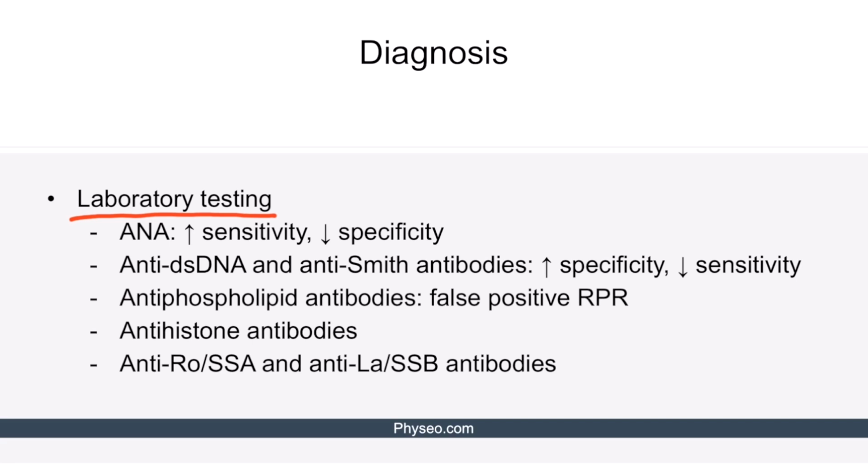Antiphospholipid antibodies can also be positive, and these can result in false positive rapid plasma reagent test for syphilis. Antihistone antibodies will be found in drug-induced lupus, as we mentioned earlier. Anti-Ro SSA and anti-La SSB antibodies can be found, but these have a low specificity and sensitivity. These are strongly related to the risk of neonatal lupus in pregnant women, as we explained earlier.